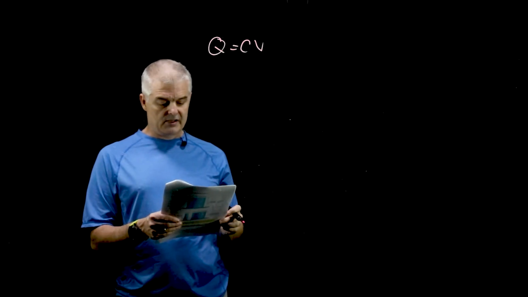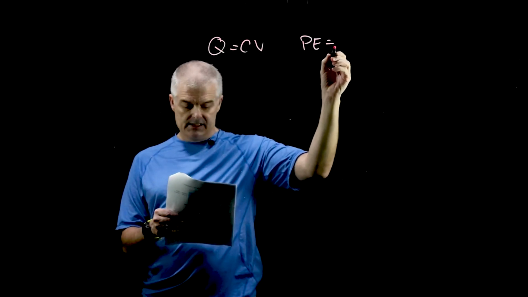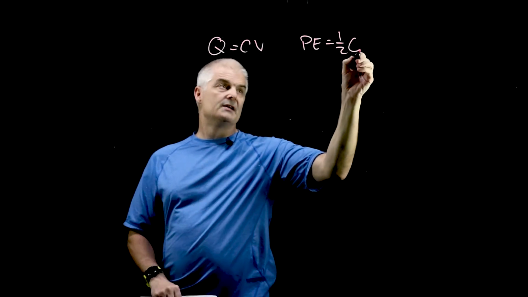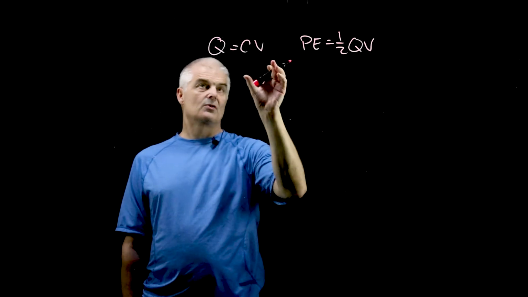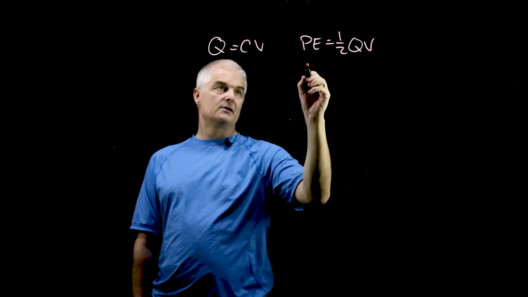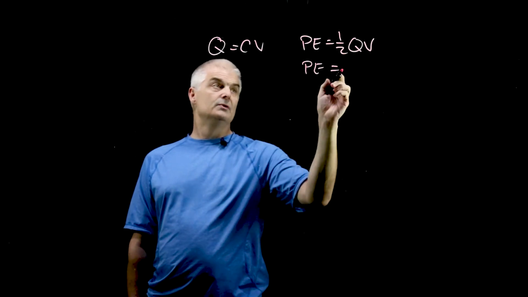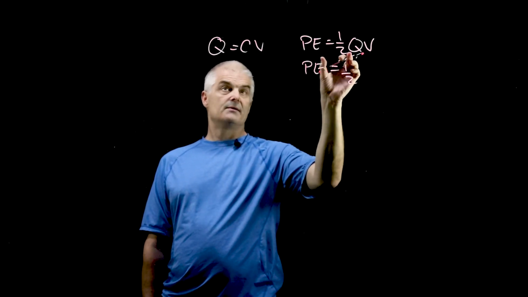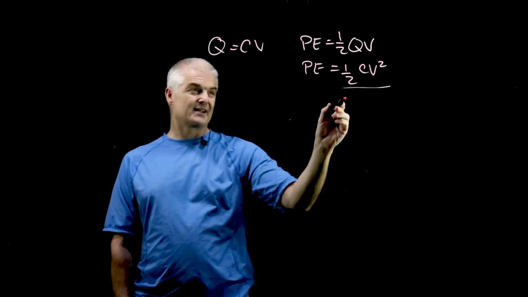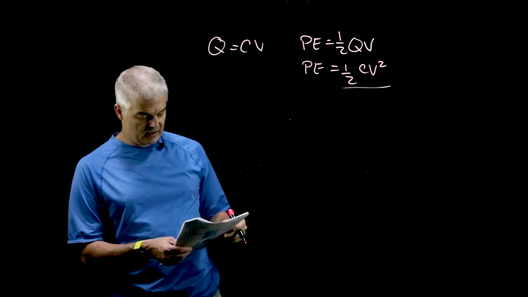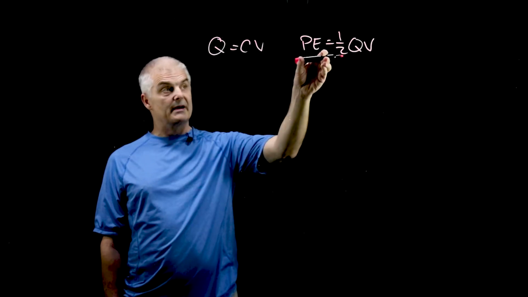But another equation that we haven't really talked about is this one: the potential energy is equal to 1/2 times QV. Now notice we've got Q in QV, so we can put the Q in here, and say that the potential energy is equal to 1/2 times Q, which is CV squared. You might notice that kind of looks like the equation for kinetic energy. And so then, of course, we can solve for the amount of energy in something.